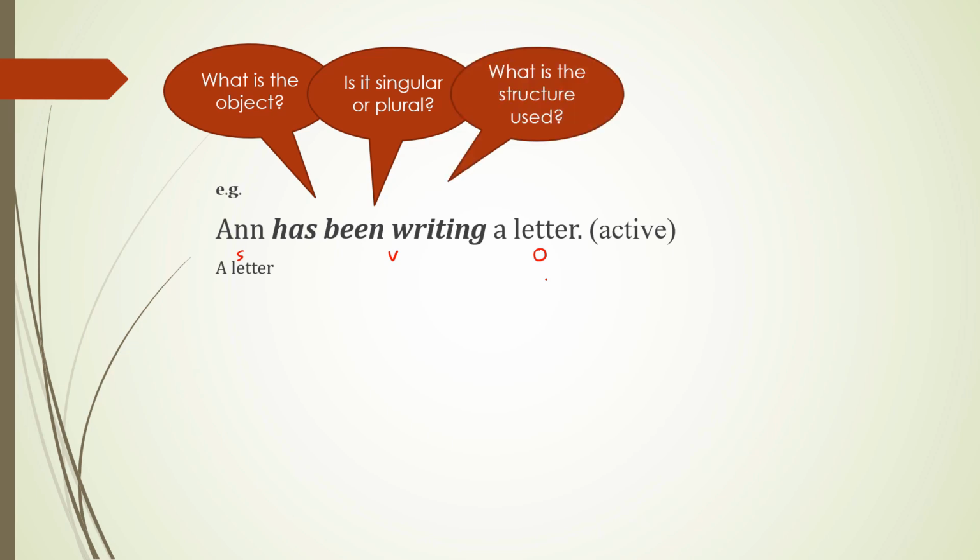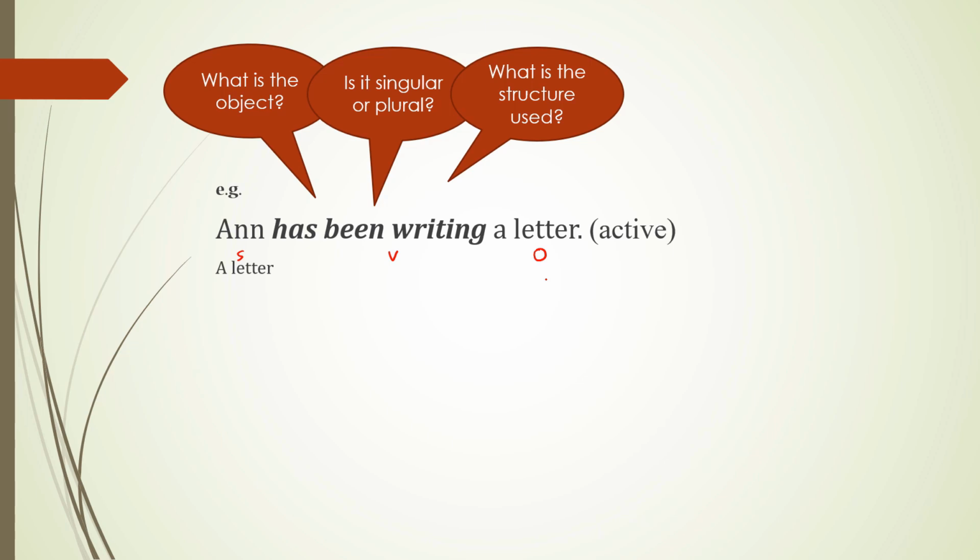And then, what is the structure used? The structure that is used in the active sentence is present perfect progressive. In the passive sentence, you must use the same structure. So, because a letter is singular, the auxiliary that is used in the passive is still has. A letter has. And because it is progressive, we must still use been.